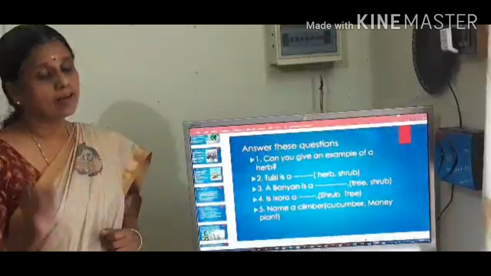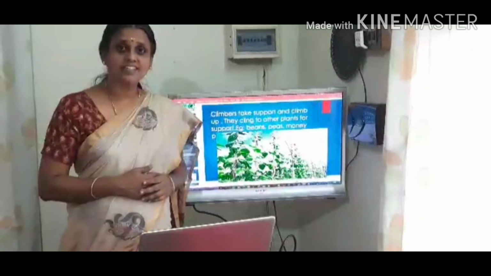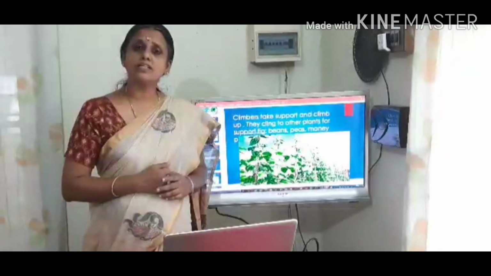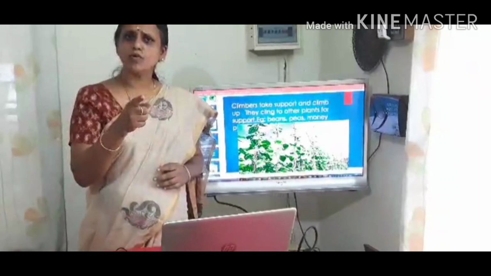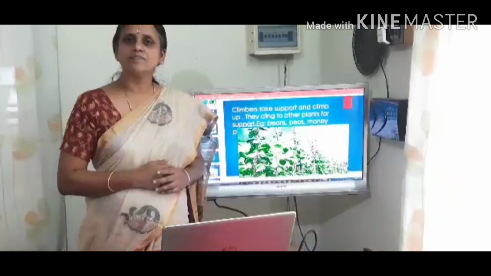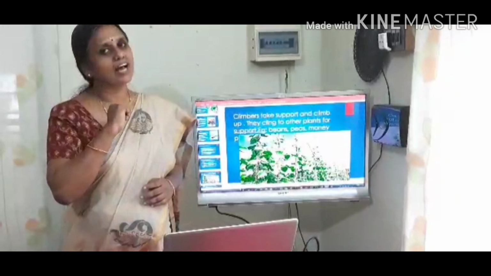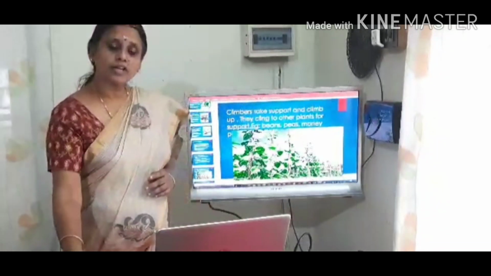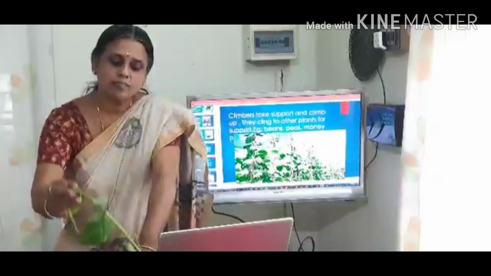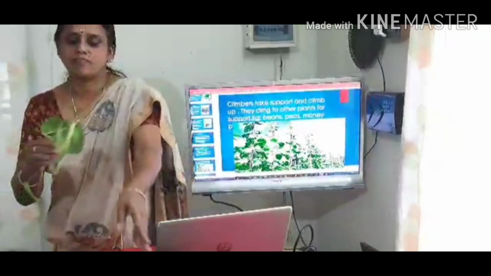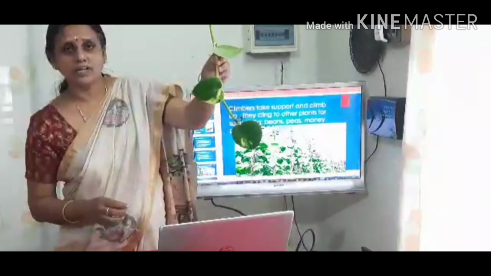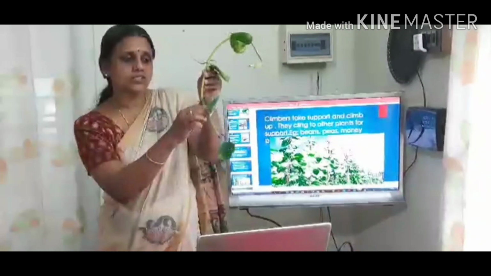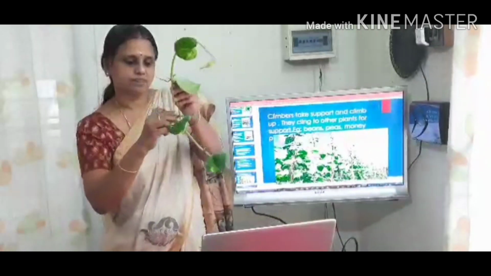What are climbers? Children, do you climb trees? How many of you can climb a tree? Are there plants which can climb on trees? Do you know any plant which can climb on trees? Yes, there are certain plants which climb on trees. Have you seen a money plant? Does it climb on trees? Here I am having a money plant. It can climb on trees, and it is having certain roots which help it to climb.